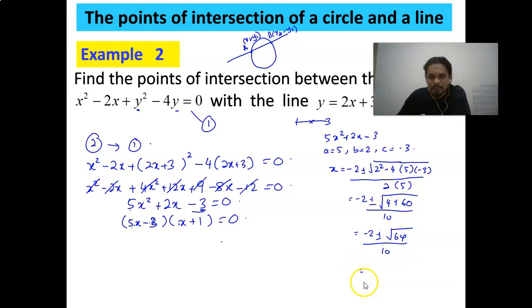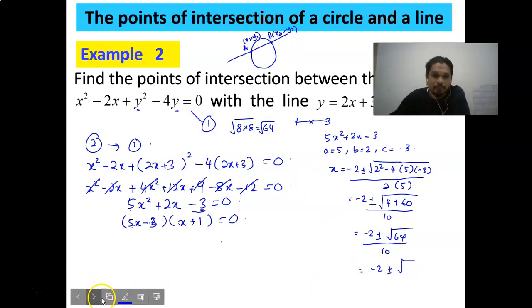Okay, so now square root of 64, 8 times 8 equals 64. So square root of 64, which is square root of 8 times 8, is 8. Square root of 64, which is 8, divided by 10. So -2 plus 8 divided by 10, or -2 minus 8 divided by 10.